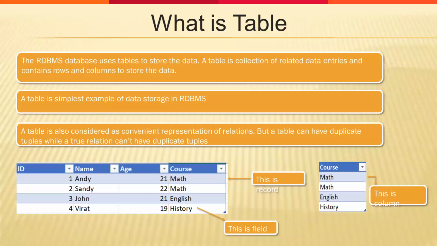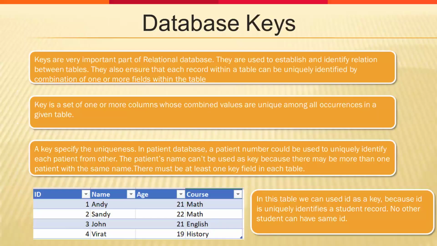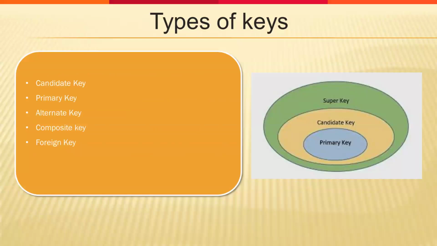Let's talk about what types of keys we have. In SQL there are many keys like super key, something of that kind, but it's not required. We should know primary key, foreign key and composite key. These three are very important. Primary key, composite key, foreign key. These three are very important.